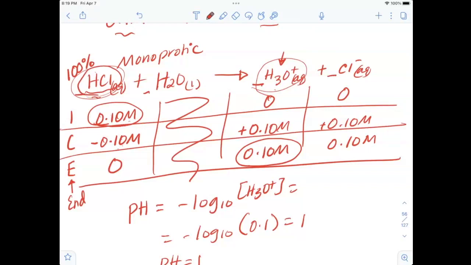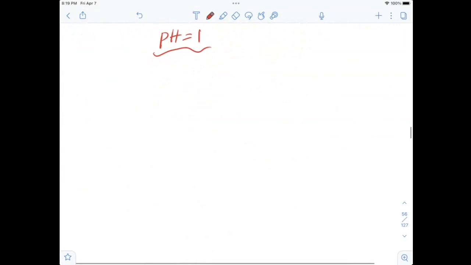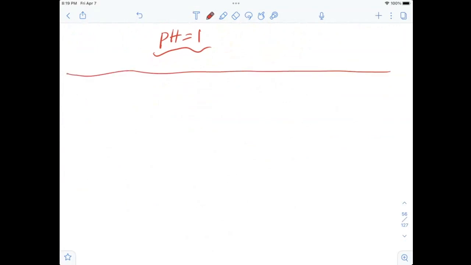Meaning for every one formula of the acid that gets processed and ionized, we make one amount of the hydronium ion. It's a 1 to 1 mole ratio because you only have one hydrogen ion. Let's see how this plays out with sulfuric acid. In the case of sulfuric acid, you have two ionizable protons, right?